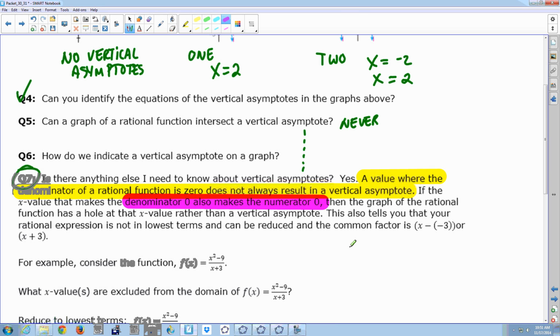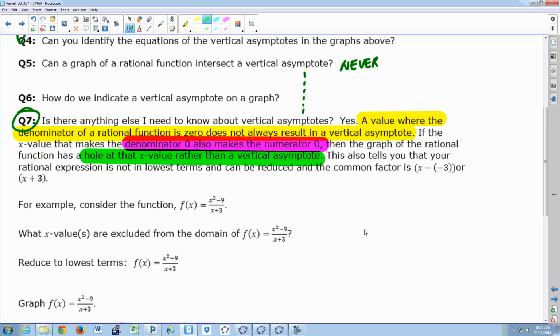Then what does that mean? Rational function as a whole at the x value rather than the vertical. Okay, there we go. We have a hole in the graph at that value versus a vertical asymptote. So let's take a look at what's going on here.